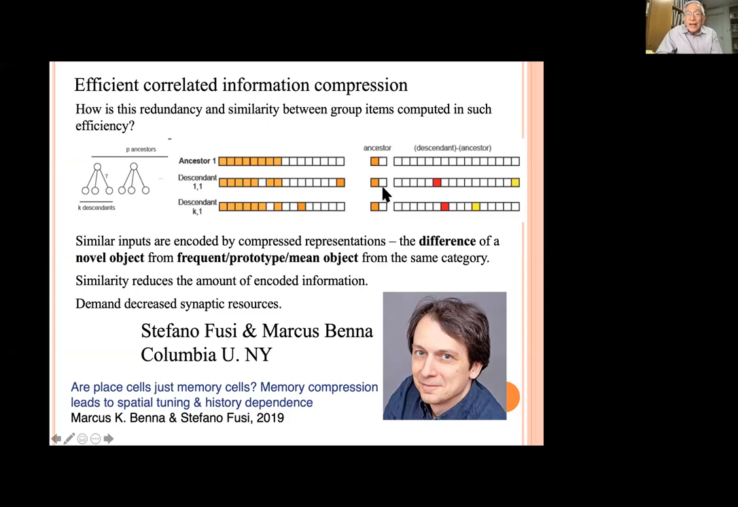In this case, this descendant is missing this, so it's marked as missing. It has this added, so it's marked as added. And this one has a different one missing and a different one added. I'm going to make this much clearer as I go along, but I wanted to say right at the outset that a lot of the work we've been doing has been influenced by this theory of Stefano, whereby he's saying that the way things are represented is via their ancestor plus the differences from the ancestor.